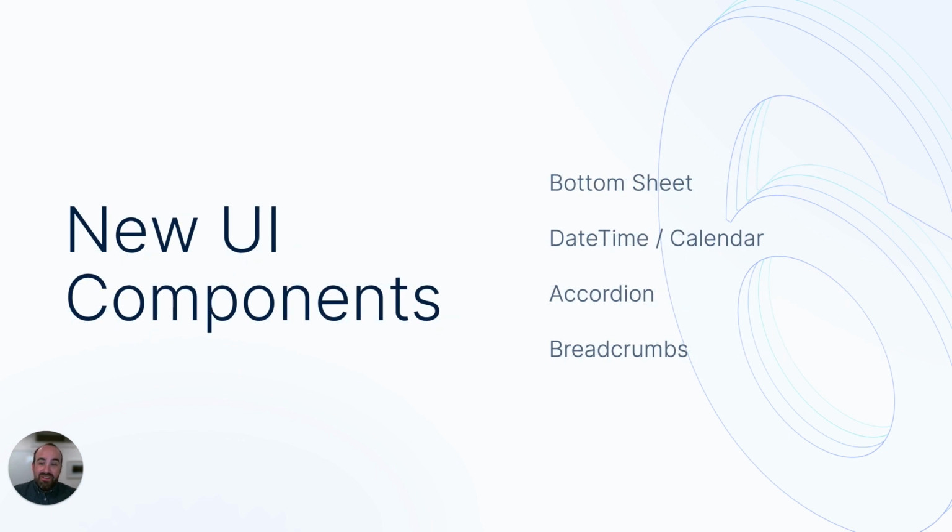Probably my favorite part of this release are the new UI components that we're rolling out as well. We've got the bottom sheet, which provides essentially a modal that you can slide up and down from the bottom of the page, which is a really popular UI pattern. We've got updates to the datetime and calendar, in particular to make them much more desktop friendly. We've got a new accordion component for building collapsible sections that users can toggle, and a new breadcrumbs component.